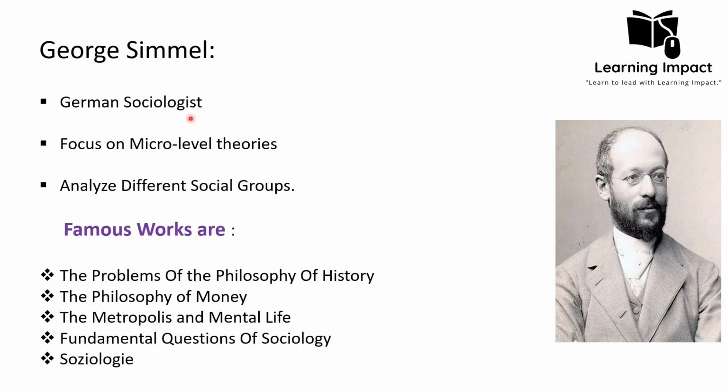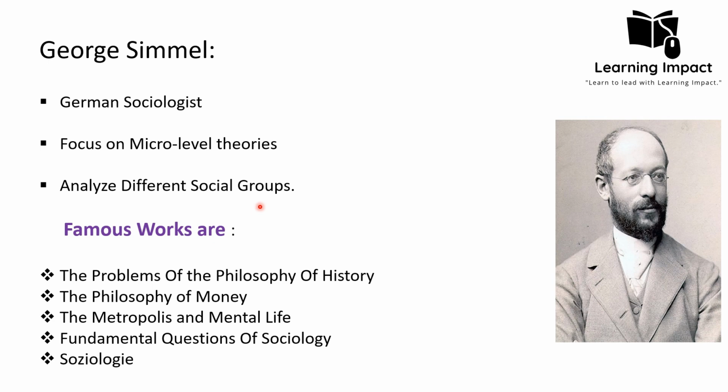George Simmel was a German sociologist. He focused on micro level theories, and most of his theories were then propagated and moved forward by other micro sociologists like George Herbert Mead and Herbert Blumer. He analyzed different social groups, which include Dyad and Triad, which have 2 members or 3 members. So he analyzed different social groups and how different numbers of members interact in a group.